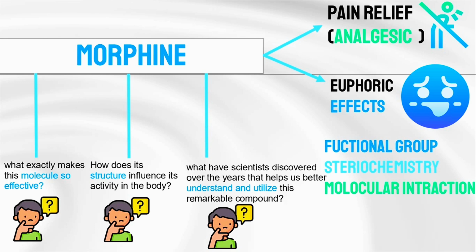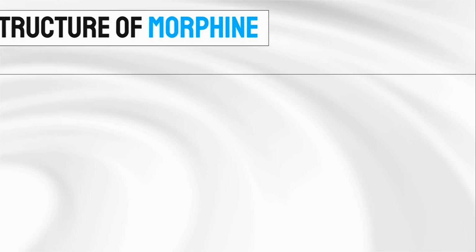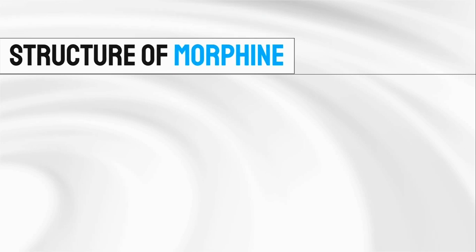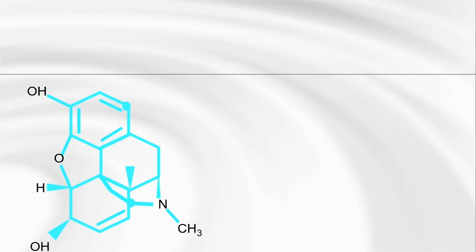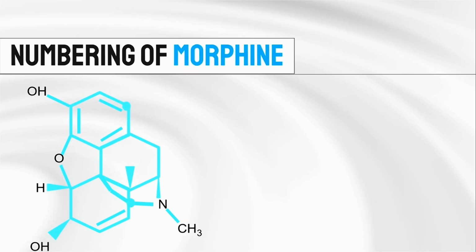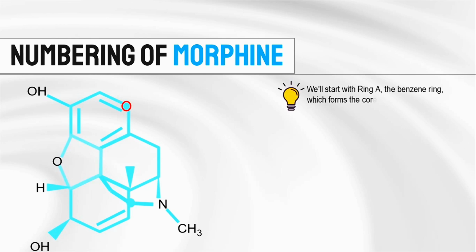Let's get started. We're diving into the fascinating world of morphine's chemical structure. We'll be breaking down the molecule ring by ring, from A to E, and exploring how each part contributes to its powerful effects. Morphine is a complex molecule with a unique structure that's key to its function. Understanding how to number its rings is essential for grasping its chemical behavior and pharmacological properties. So, let's get started with ring A, the benzene ring, and work our way through to ring E, the dihydrofuran ring.